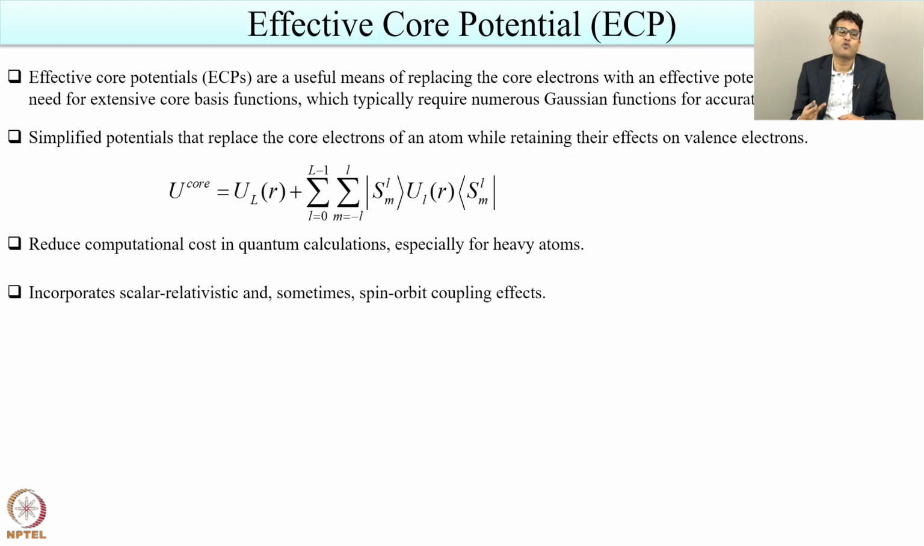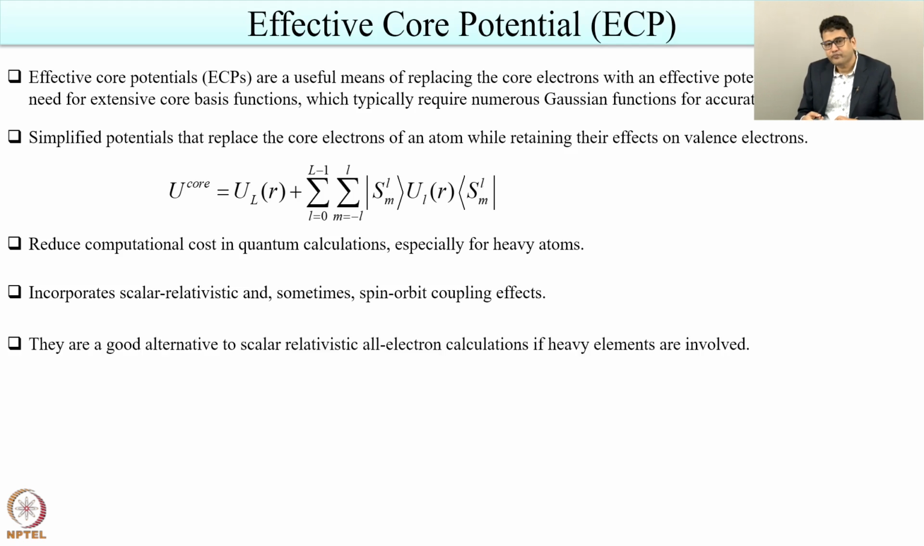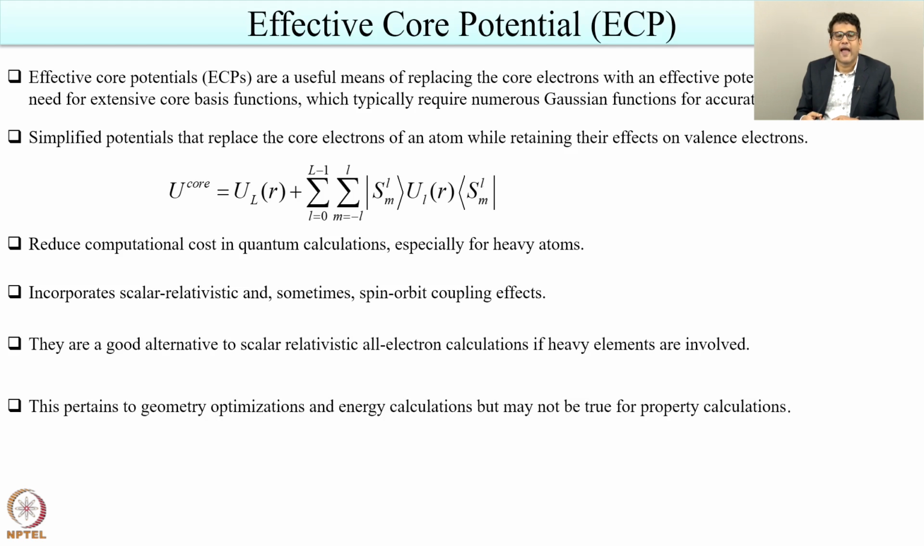And this can also be parameterized in such a way that it can reproduce a scalar relativistic effect, or in some cases, with modern ECPs, it can also take care of the spin orbit coupling effect. So not only does it reduce the computational cost, it helps you get the effect of relativity in your calculation without doing any expensive method. They are a good alternative to scalar relativistic all electron calculation if heavier elements are involved.